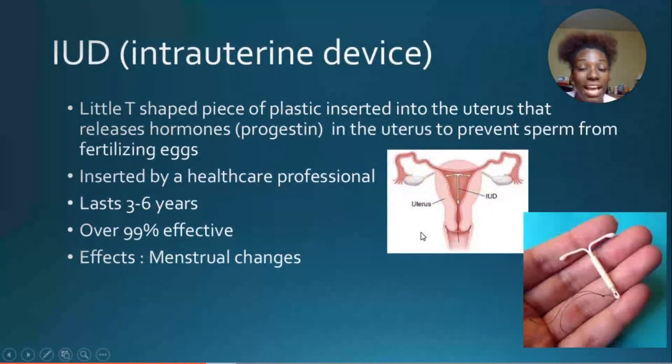IUD, I think it's intrauterine device. I'm not sure how to say the word, so I think that's why I shortened it to IUD. But as you can see in the picture, an IUD is a little T-shaped piece of plastic inserted into the uterus that releases only the hormone progestin to prevent sperm from fertilizing eggs. So this can only be placed by a healthcare professional. This little T-shaped plastic thing will be inserted through your vagina, of course, into your uterus, by a healthcare professional, which will release the progestin while in there.